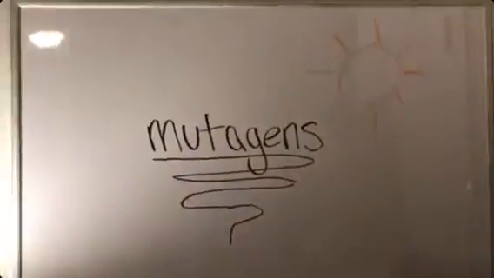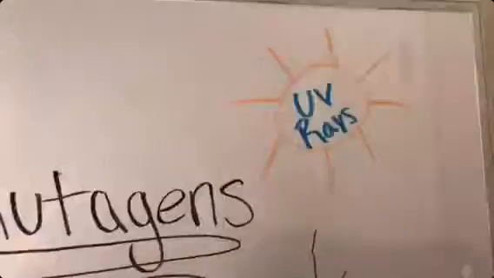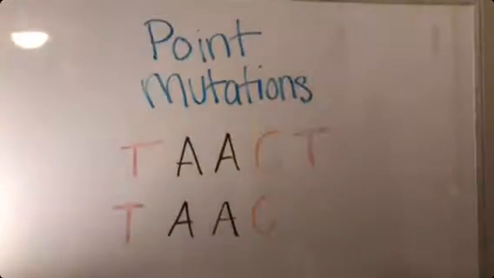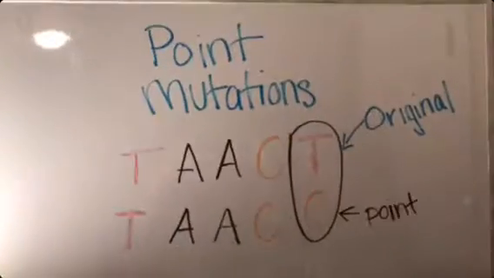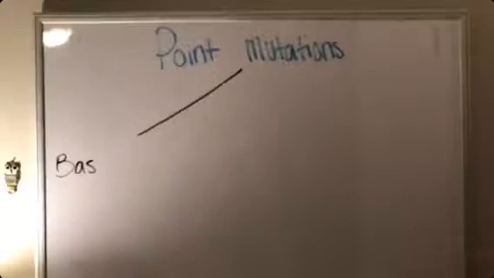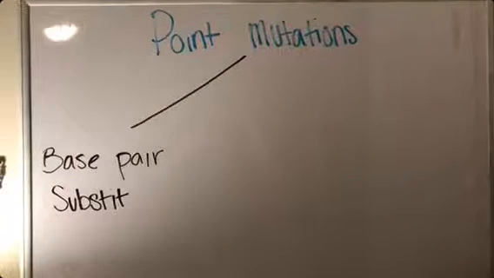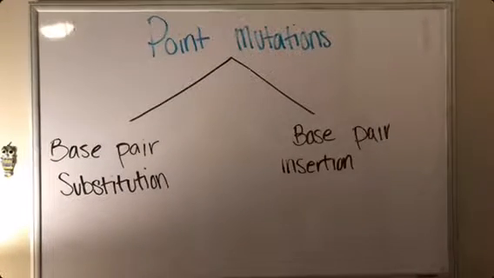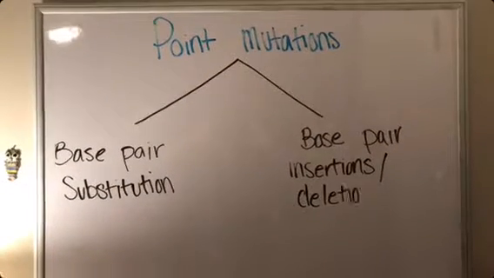Mutations can be caused by mutagens, which are physical or chemical agents. First, we can look at a point mutation, which are chemical changes in just one base pair of a gene. Point mutations can be broken down into 2 categories known as base pair substitutions and base pair insertions or deletions.